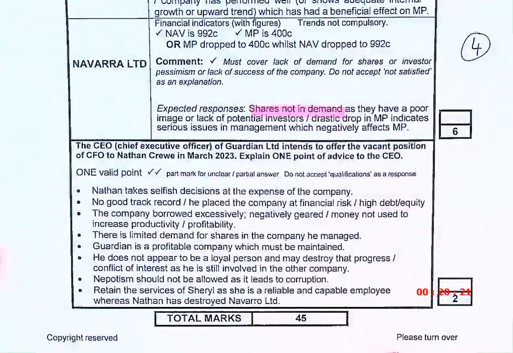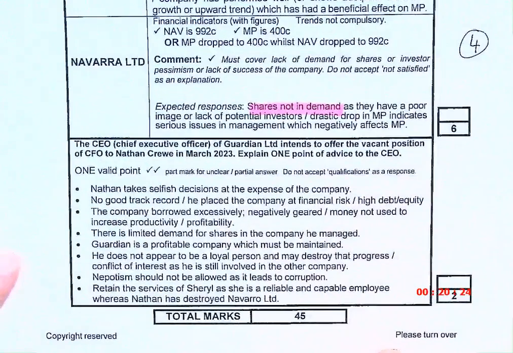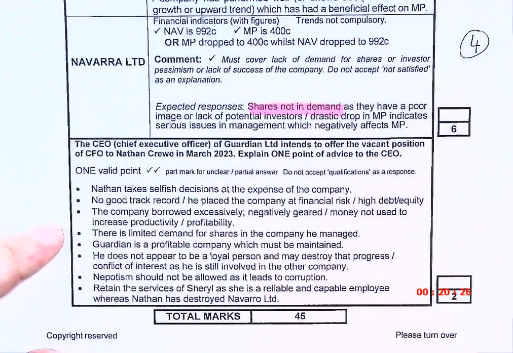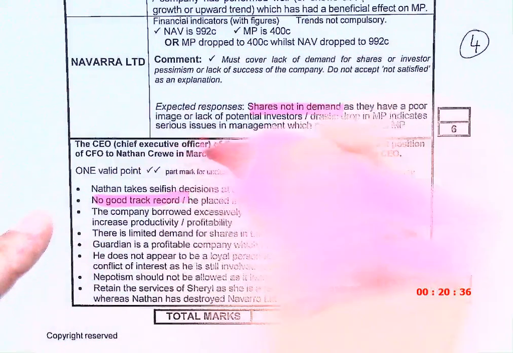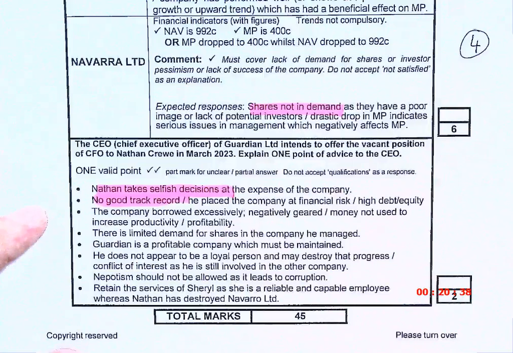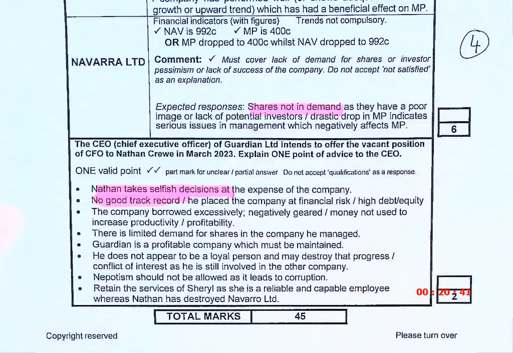Basically, they will even take it right if you say no good track record. Next. He takes selfish decisions. Can you see they do not want you to talk like someone writing an audit report with all those beautiful big words. They just want to see that you get what is wrong here. Okay? Yes. And that's ratios.